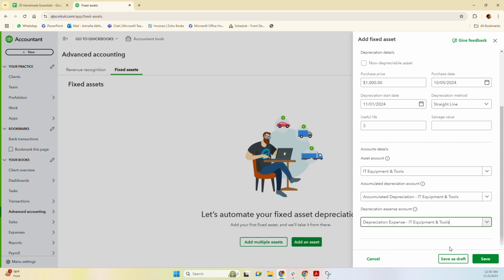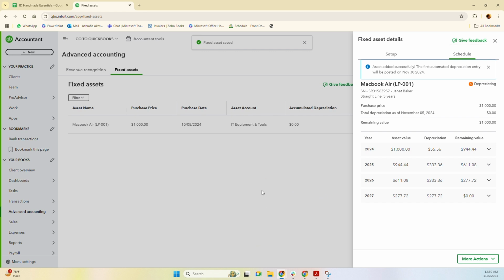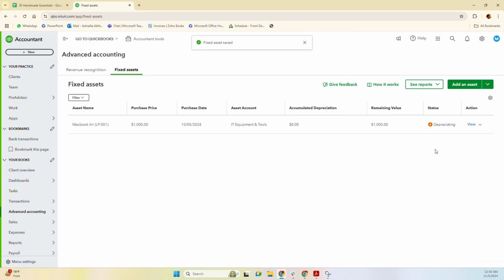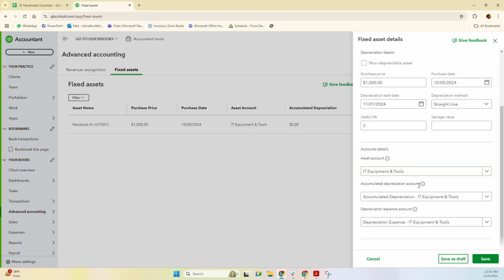Our mapping is now ready. We can save this. Since two of our assets are the same value and start depreciating on the same day, we can duplicate this. Remove "copy of". This will be Laptop 02. This will be used by David Hudson. The rest of the mapping is the same.